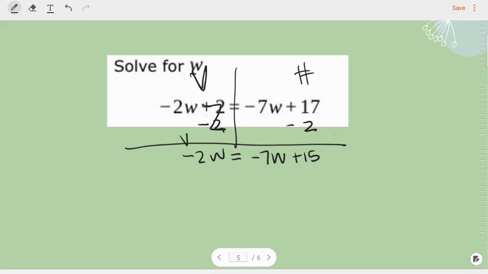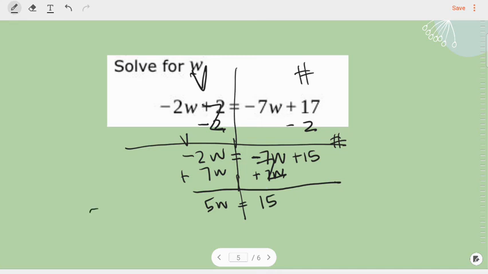Continuing, if this is my variable side and this is my number side, how do I get rid of negative 7W? I don't want the variable. Since it's a negative, I need to do the opposite, and I'm going to add 7. I'm going to do both sides of the equation. In my calculator, type in negative 2 plus 7. I know that that's 5 equals what's left over, that zeroes out, and I get 15. 5 times w. I'm going to divide by 5 to undo it. And I end up with w equals 3.